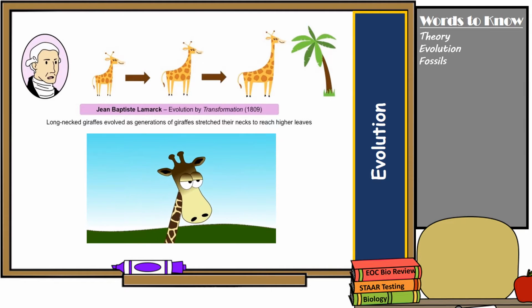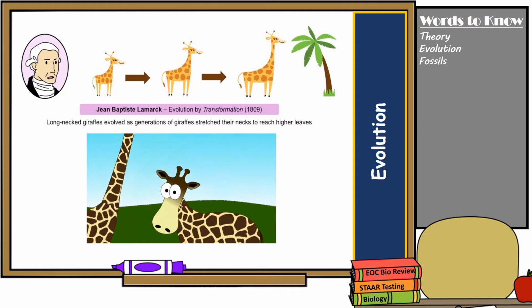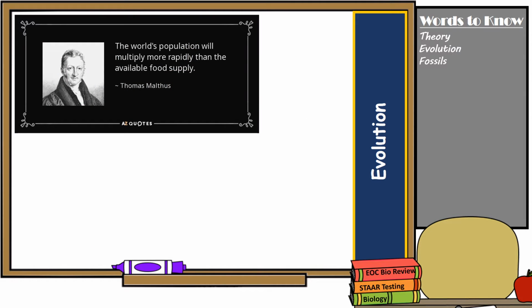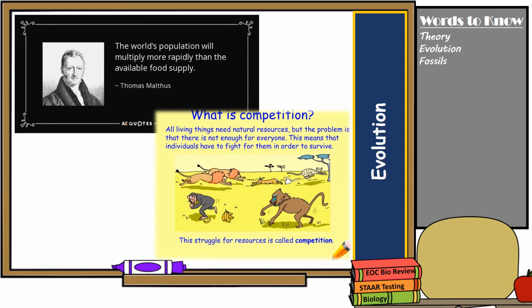He also thought that the giraffes that developed longer necks during their lifetimes passed those acquired traits of a longer neck to their offspring. The offspring in turn stretched and developed even longer necks. As a result, over many generations, all giraffes acquired long necks. Overall, his basic idea that organisms evolved was accepted, but how they evolved was not widely accepted and later disproven. Malthus was another brilliant mind whose work greatly influenced Darwin's. He identified that populations eventually outgrow their food resources, which leads to competition for food.